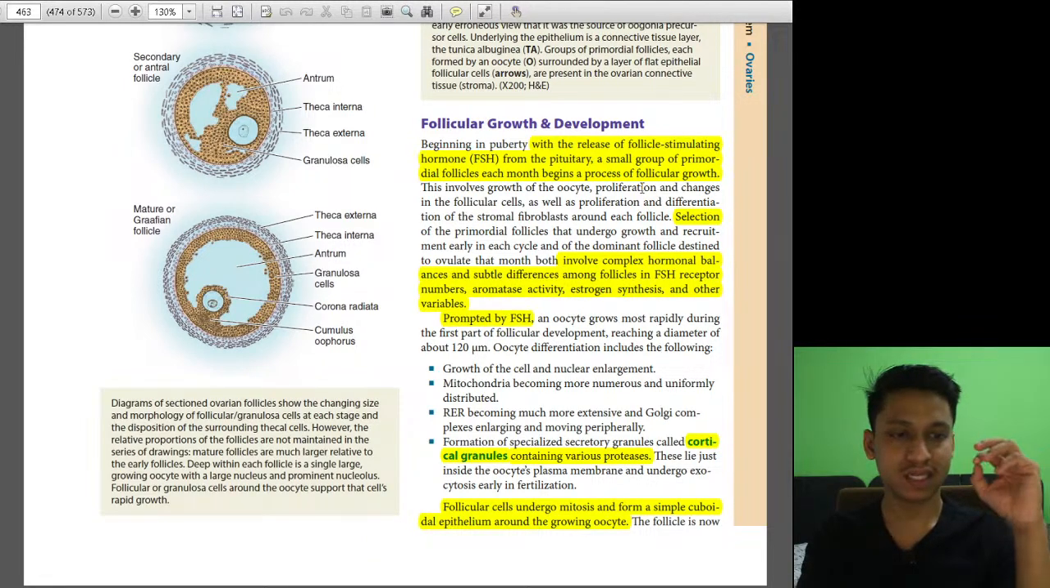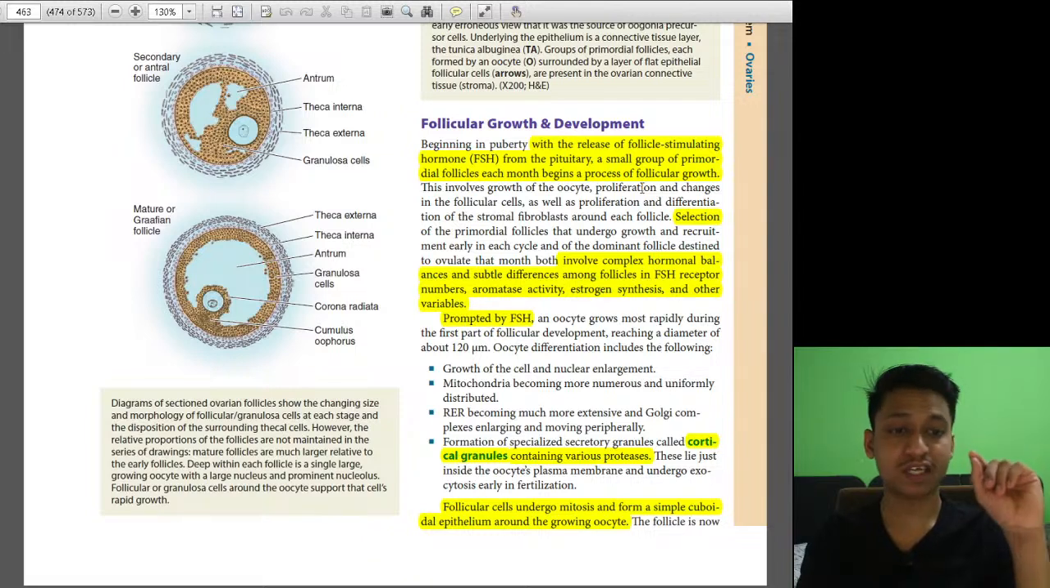Selection of the primordial follicles that undergo growth and recruitment early in each cycle, and of the dominant follicle destined to ovulate that month, both involve complex hormonal balances and subtle differences among follicles in FSH receptor numbers, aromatase activity, estrogen synthesis, and other variables. So these are the variables: receptor numbers, aromatase activity, and estrogen synthesis capability. These are basically some of the factors that drive the selection process.